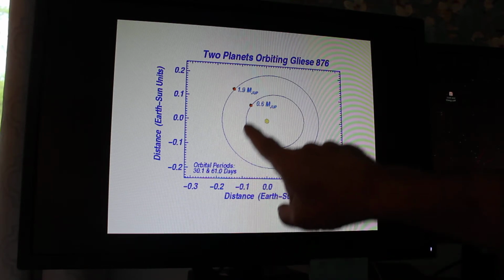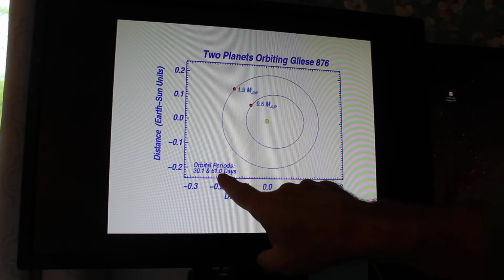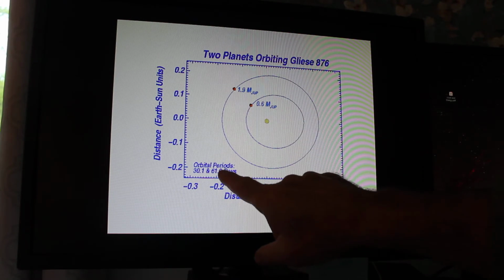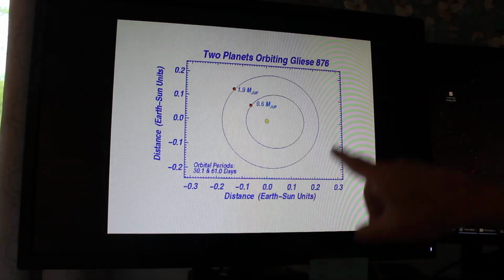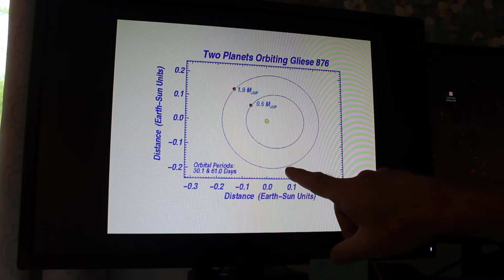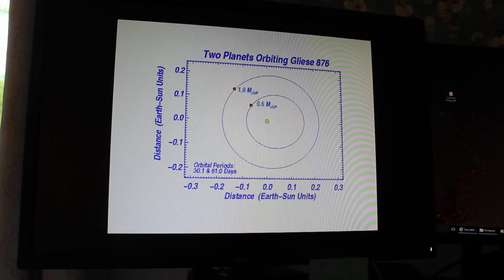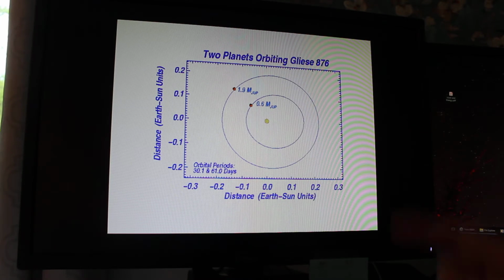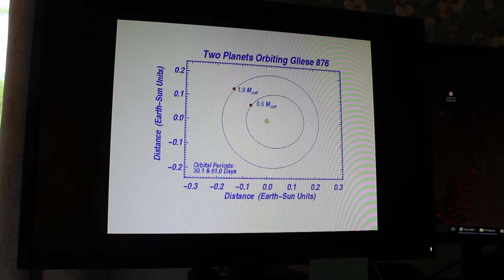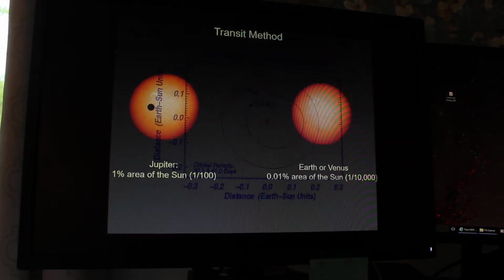And so these are very close, because their orbital period is 30 and 61 days. Even Mercury and our planet, Mercury would be out here because it takes 88 days to go around. So we have two very large planets very close to the star, which makes it easy to detect. Completely different than our solar system. In our solar system, all the rocky planets are close to the star, and all the large, what we call the gas giants, are further away. In this system, that is not the case at all.